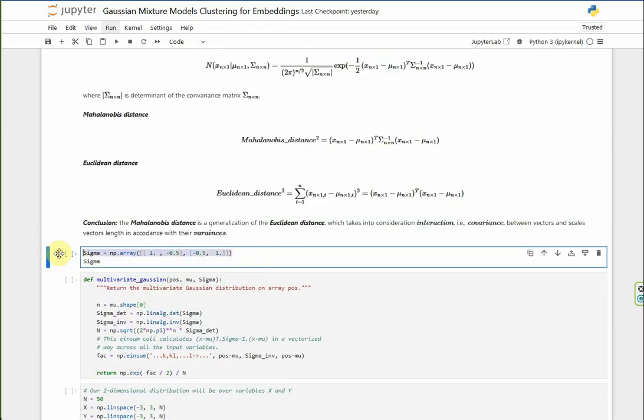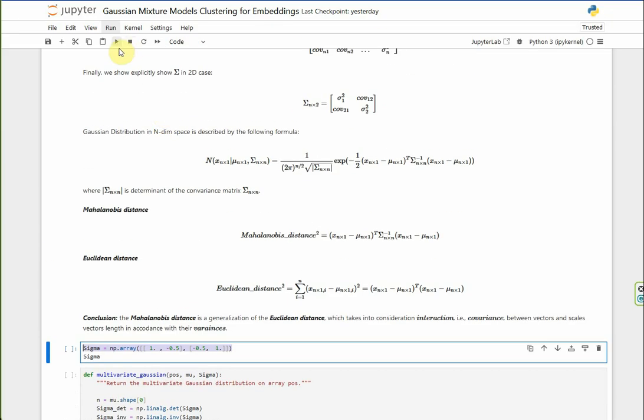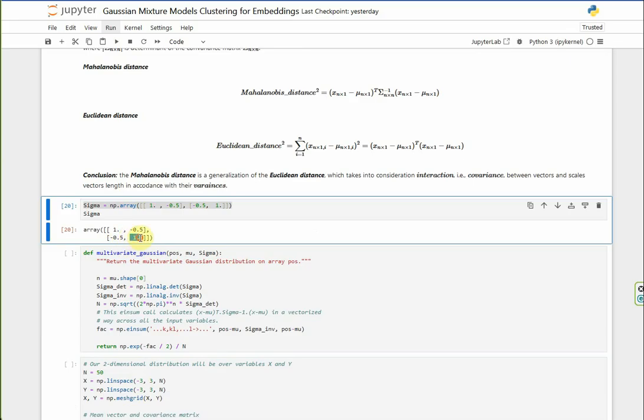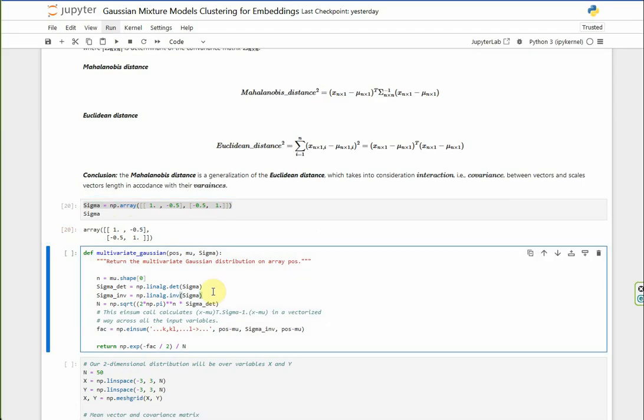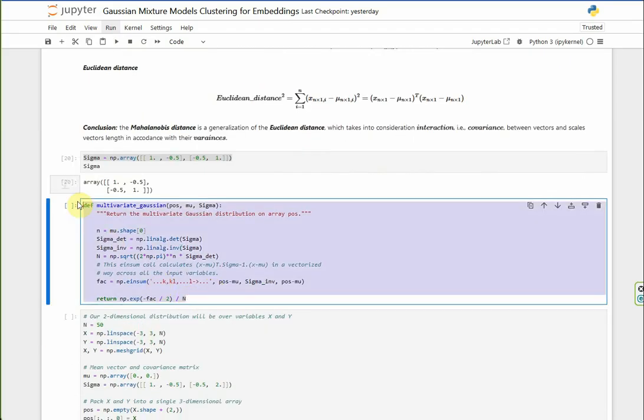So here is an example of a covariance matrix. In this case, the variance along each dimension is the same, while covariance is minus 0.5. Here we also introduce a function to compute the multivariate Gaussian distribution. So we have a position or x value as input, mu as mean vector, and sigma as covariance matrix.